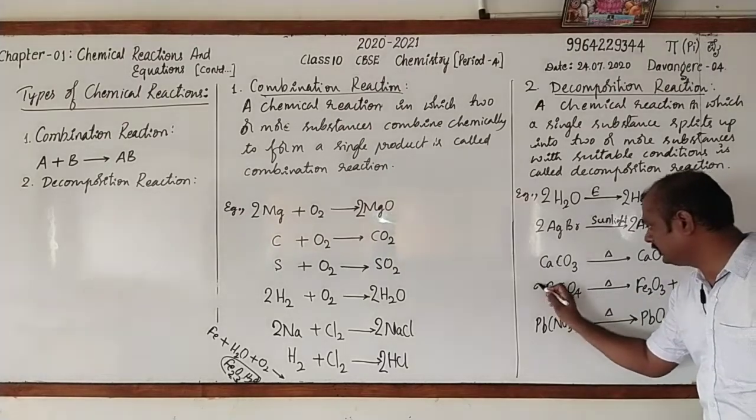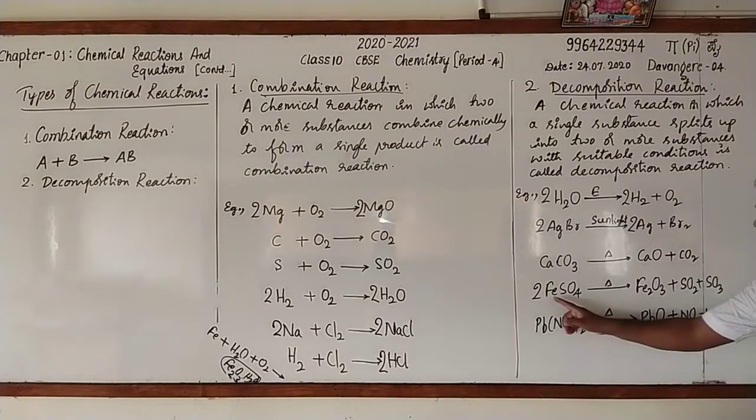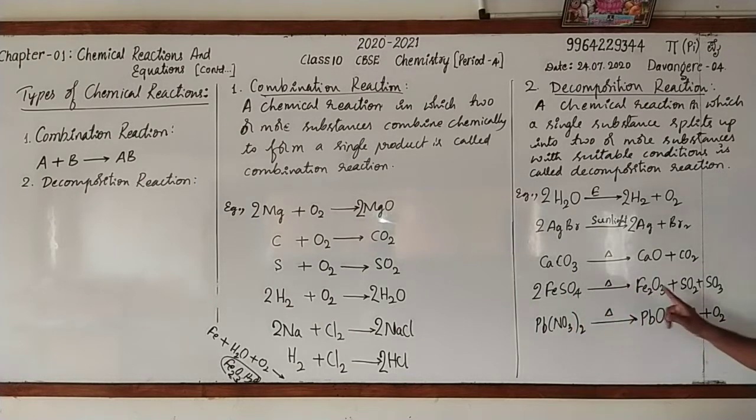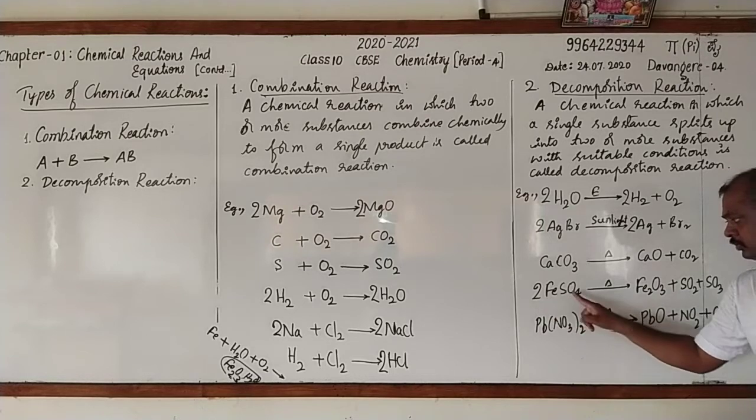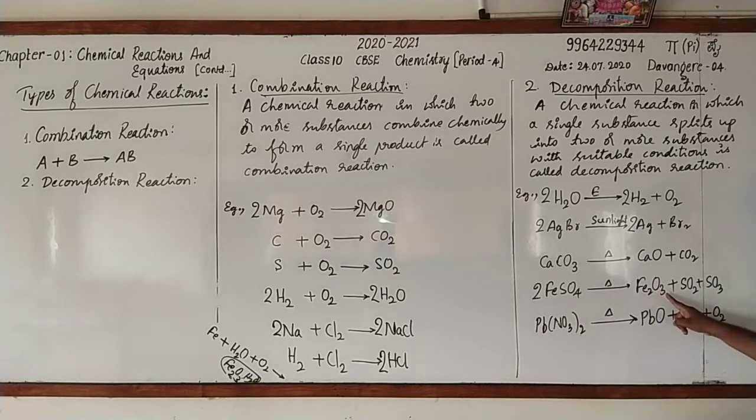Here 2 is there, here I will write 2. Now 2 atoms of iron, balanced. Sulfur, 2 atoms of sulfur. Here 1, 2, 2. Then oxygen, 2 4s are 8. Here 3 plus 2, 5. 5 plus 3, 8. Yes, it is balanced.